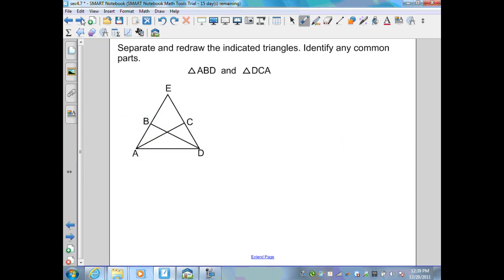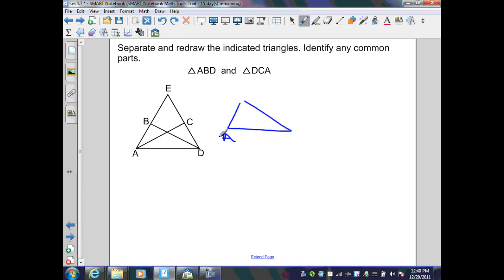On this slide, they want us to separate and redraw the indicated triangles. We want to identify any common parts. We have triangle ABD, which is the bottom left triangle in the big triangle. So that would be triangle ABD. And triangle DCA. And we have a common part in both of them. We actually have a segment, and that segment is segment AD.